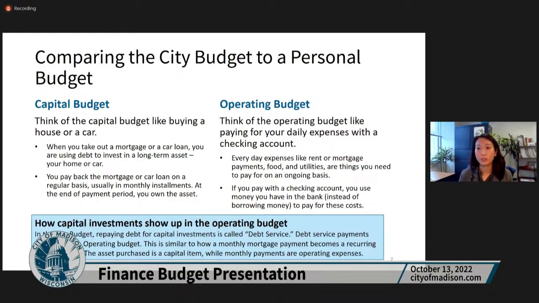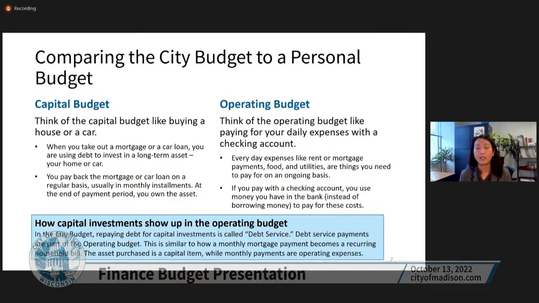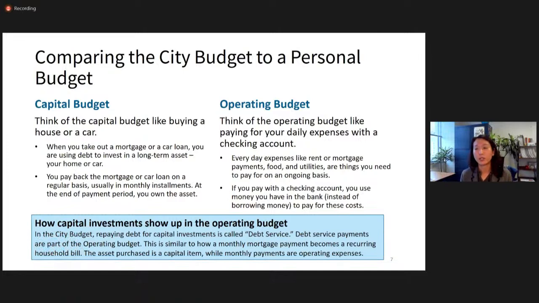And these two budgets, they're separate documents, but they do interact with each other. And in the city budget, repaying debt shows up in the operating budget under what we call debt service, and that's its own section of the budget. And again, this is similar to how your recurring payments for a mortgage show up in your checking account.